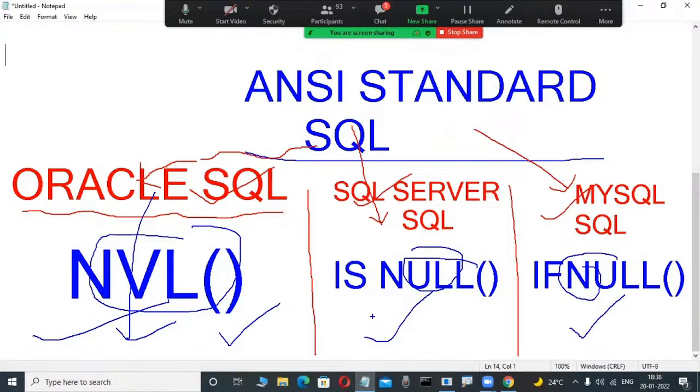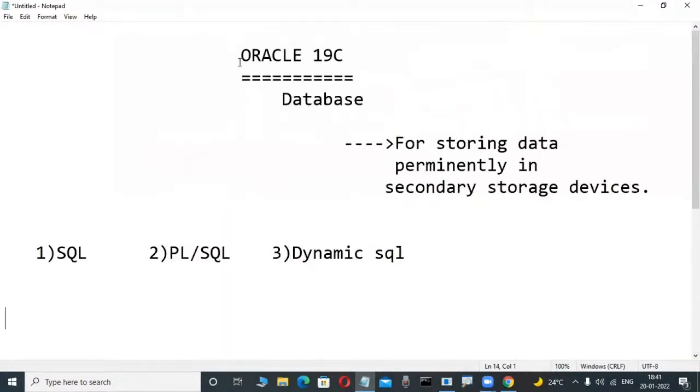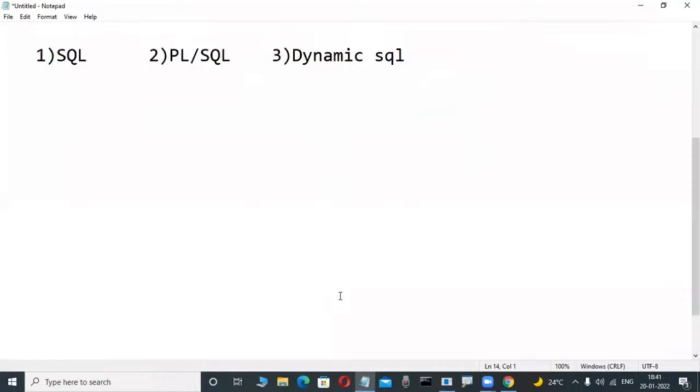That's why, whatever we are learning, SQL is an ANSI standard language. From that SQL language, Oracle Corporation created their own SQL language, which is called Oracle SQL. That's why SQL is an ANSI standard language, conceptually the same in every database.